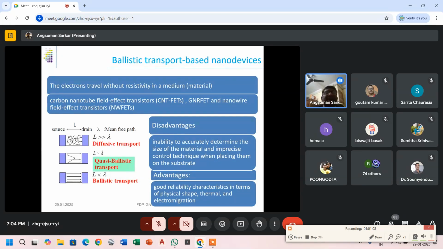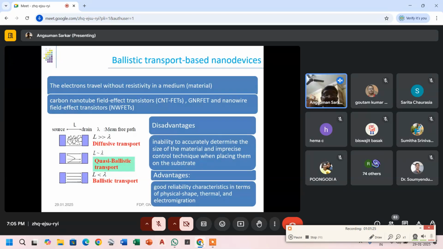So normally the use of this transistor is without resistivity in a medium. Normally examples of such devices are carbon nanotube based FET, graphene nanotube based FET, or graphene based FET as a whole, and nanowire FET. The nanowire FET are also examples of that.